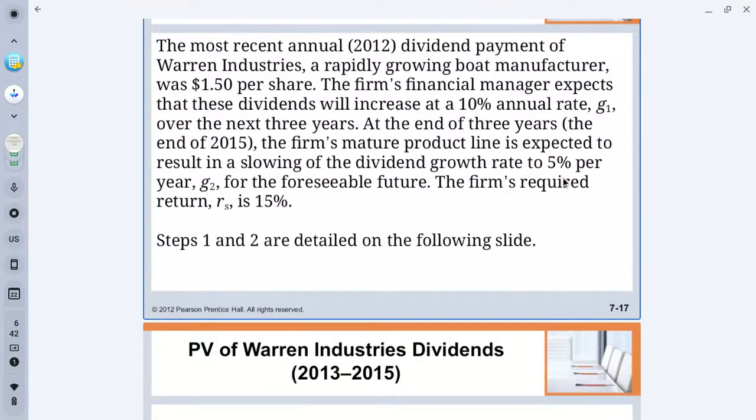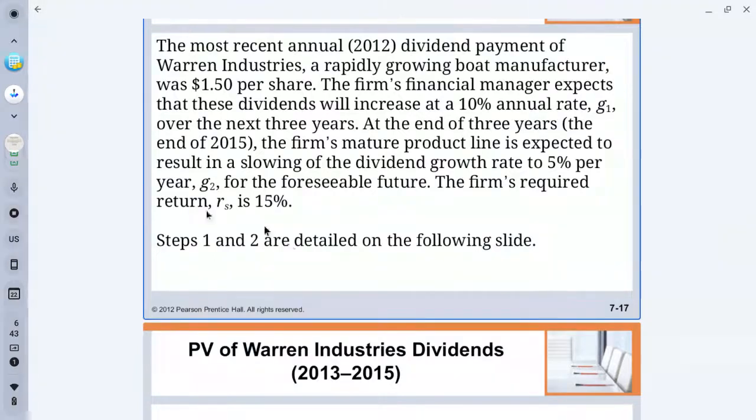So after the first 3 years, the dividend growth rate will steady to 5%, slower growth rate. So now this 5% is basically the growth rate for the Golden Growth Model, because now it's going to grow at a constant rate for the foreseeable future. The firm's required return is 15%. So then we can do it this way.